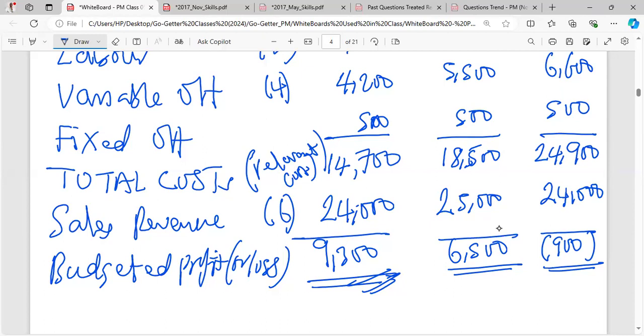Okay, so that's it. We've done our past question for these two diets. Let's see whether we can do something in the remaining minutes. I wouldn't want us to leave the class. So let's see what we can do.